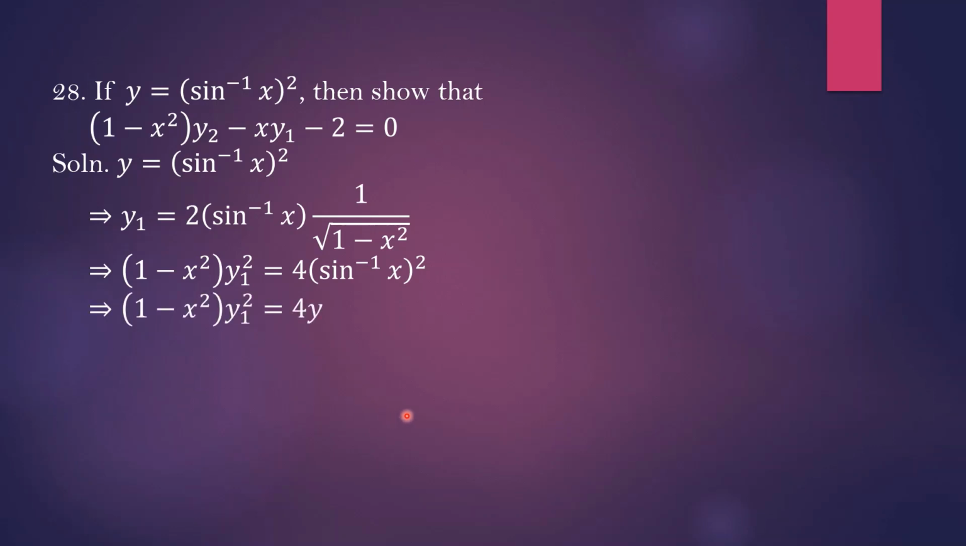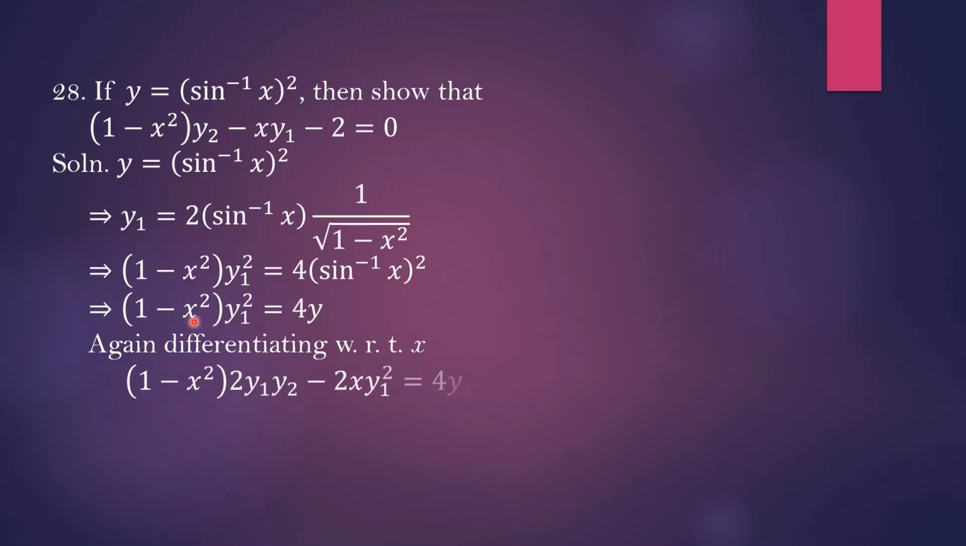Now take the second derivative, again differentiating with respect to x. So left hand side first term remaining same, what will be the derivative of y1 square? So first the square derivative will be twice y1, then y1 derivative will be y2. So simple, 1 minus x square into twice y1 into y2, then derivative of the first function, that is minus twice x, y1 square is remaining same, is equal to 4, y derivative is y1, and you see in entire terms twice y1 and twice y1 can be cancelled.